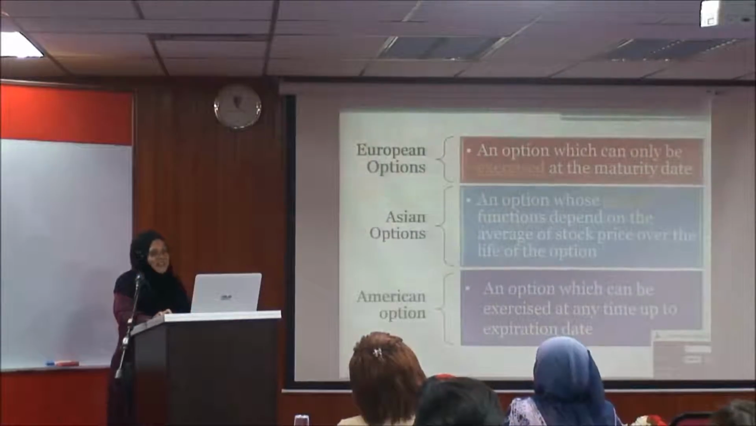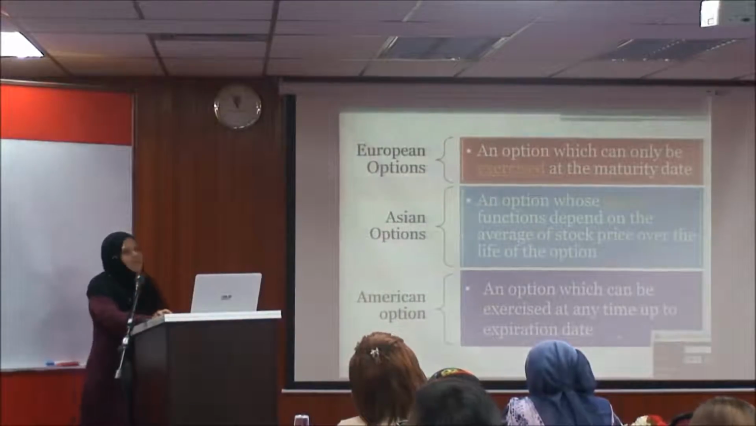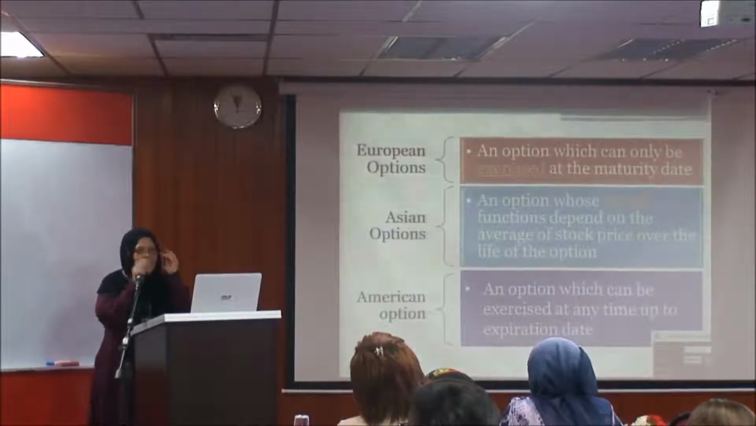Okay. Alright, so the American option is an option which can be exercised at any time up to the maturity date or life of the option or expiration.